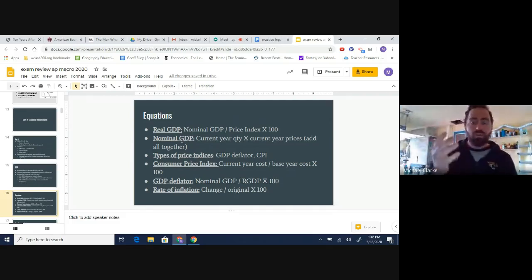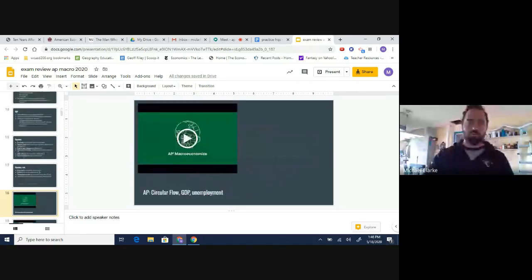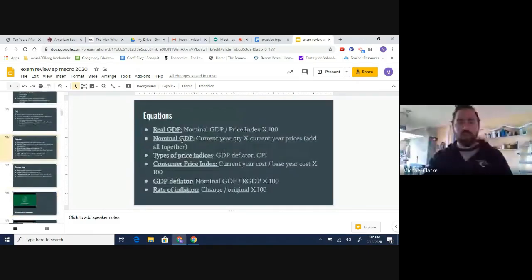Now, you can use these as notes. And a lot of times, if you have these and know how to apply them, man, you're going to be in good shape. But I'm not going to cover all of these. Keep in mind that these 2 right here, the consumer price index and the GDP deflator, are both types of price indexes. They just measure the rate of inflation.